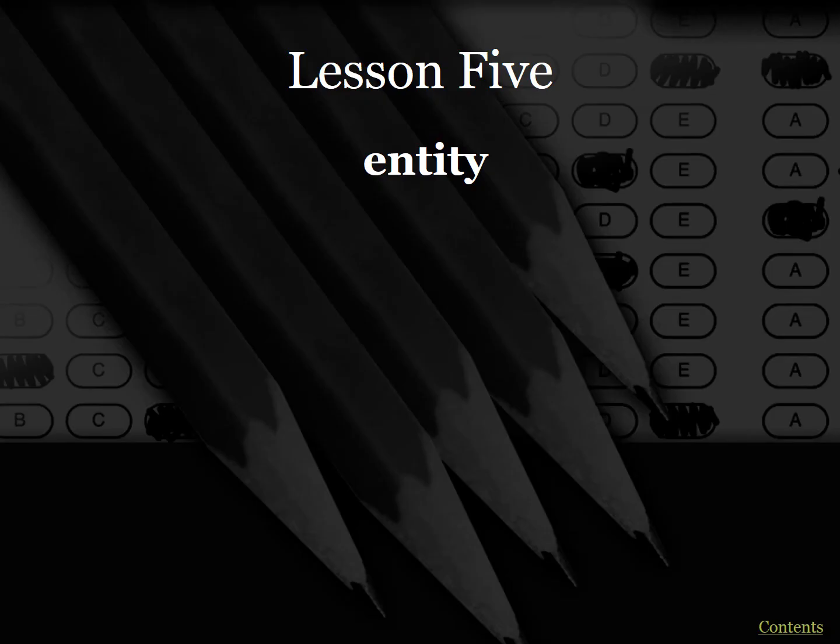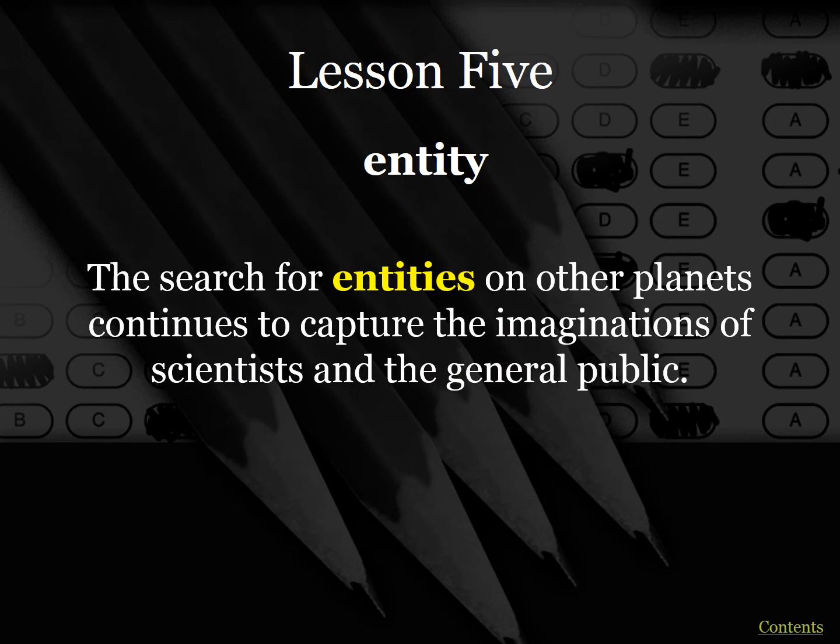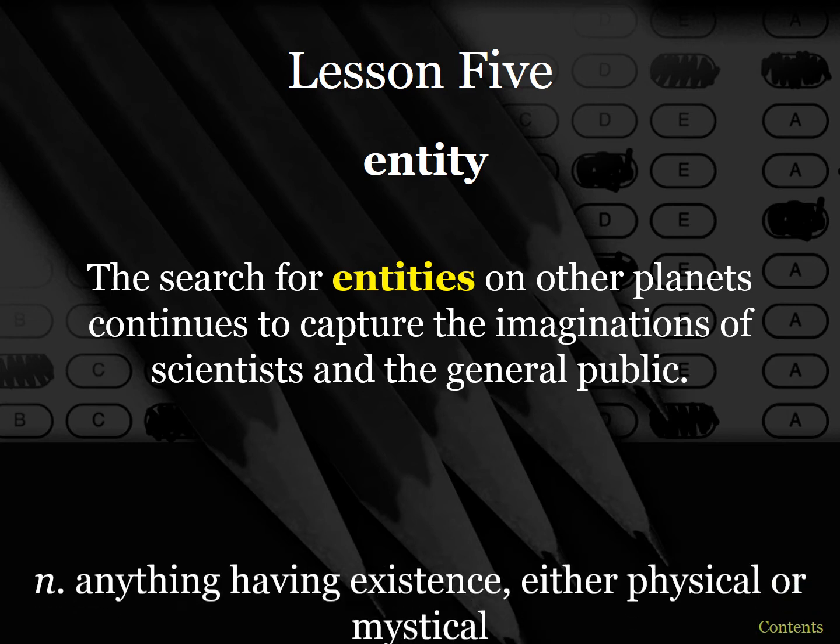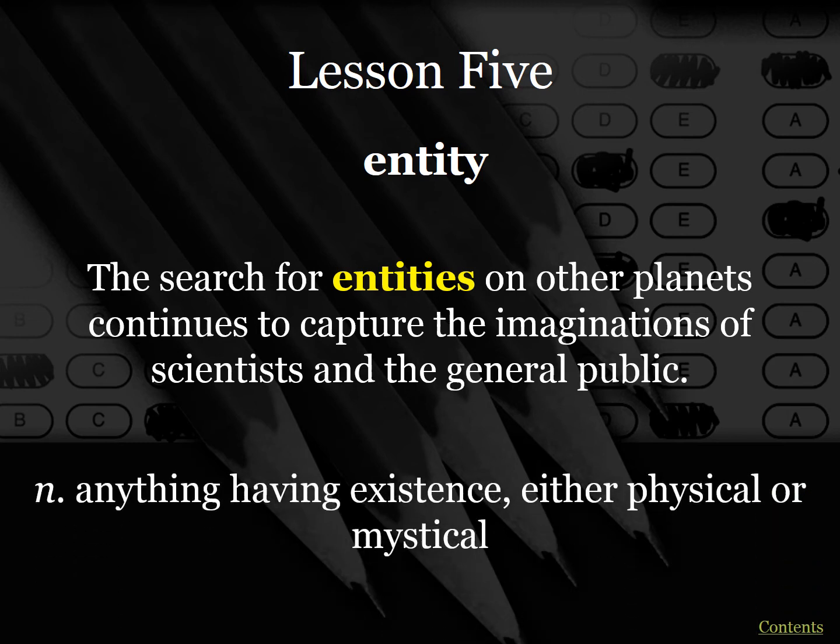Our next word is entity. The search for entities on other planets continues to capture the imaginations of scientists and the general public. So, this is a noun, and we want to figure out what kind of thing this is. Look at the word planet. That's going to help you figure out what this means. We're talking about something that has existence, either physical or mystical. So, we are all physical entities.